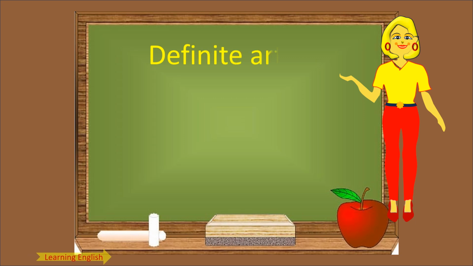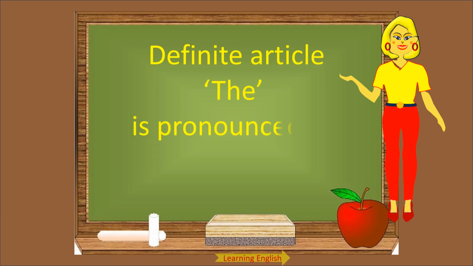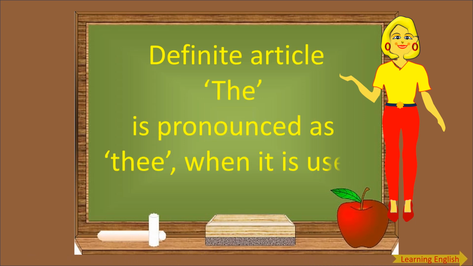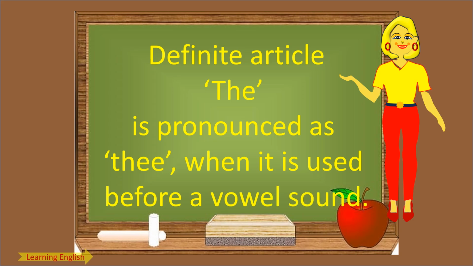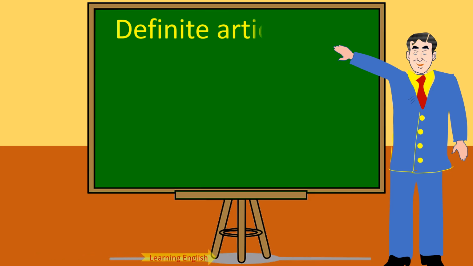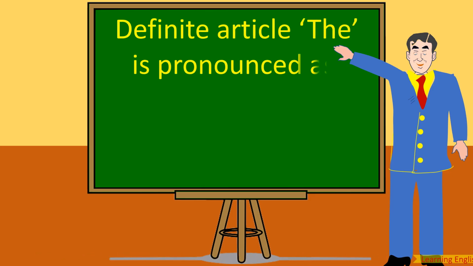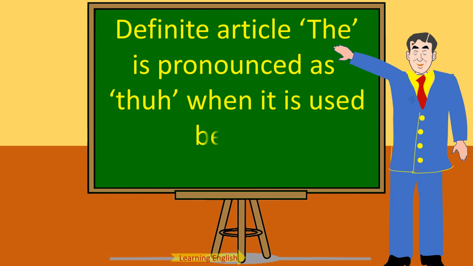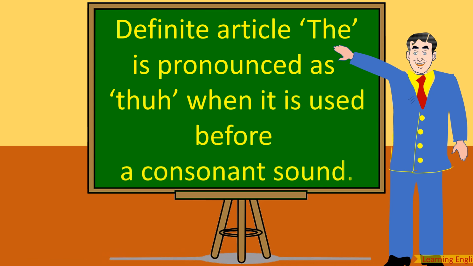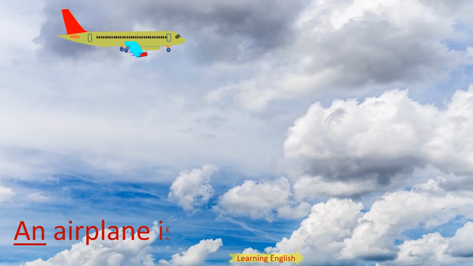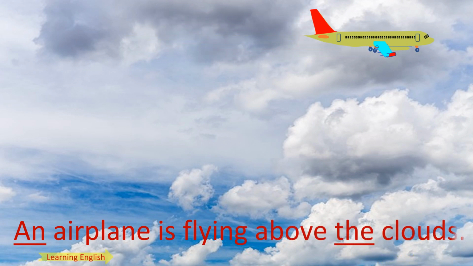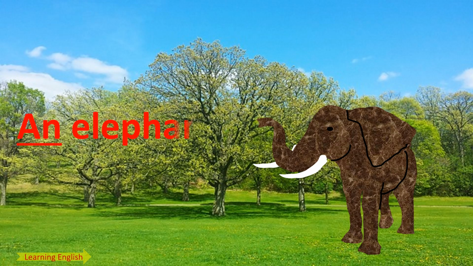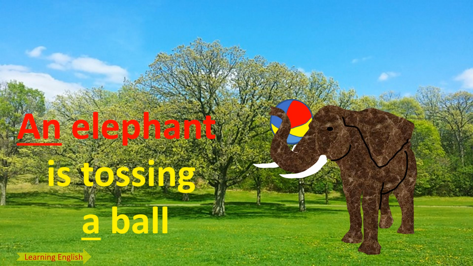Definite article the is pronounced as thee when it is used before a vowel sound. Definite article the is pronounced as thuh when it is used before a consonant sound. An aeroplane is flying above the clouds. An elephant is tossing a ball.